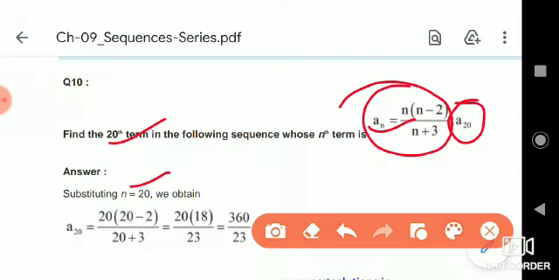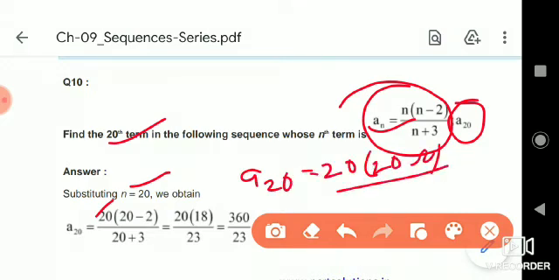Since our nth term is n(n-2)/(n+3), therefore a20 will be equal to 20 into (20 minus 2) divided by (20 plus 3). That gives the value 20 into 18 divided by 23, which is nothing but 360 divided by 23. Therefore, the 20th term of the given sequence is 360/23.